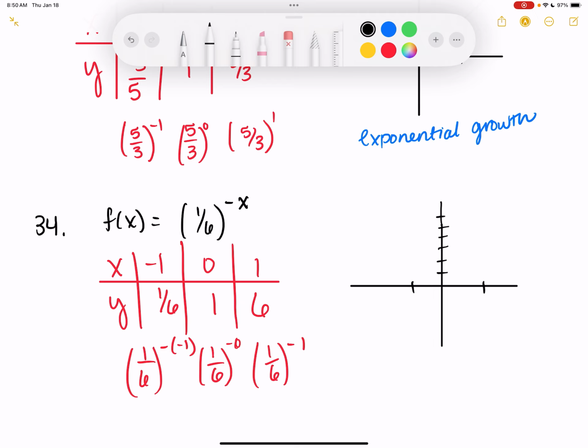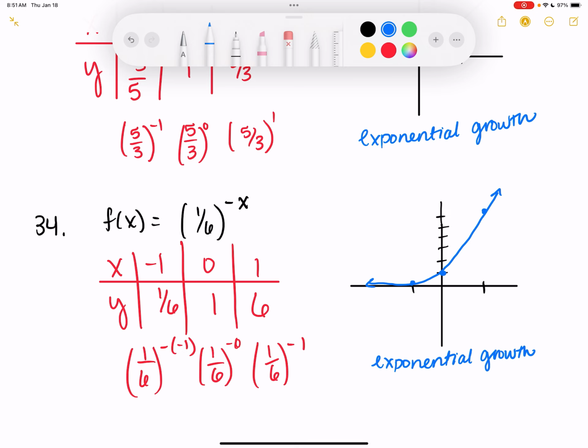So at negative 1, I'm at 1/6. At 0, I'm at 1. And at 1, I'm all the way up at 6. And what type of graph is this one? Exponential growth. Yep.